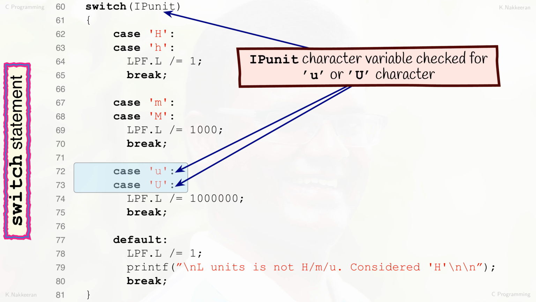Lines 72 and 73 are written for the characters lowercase u or uppercase u checking case for the IP unit character variable of the switch statement. Thus we allow the user to input either lowercase u or uppercase u as the unit's microhenry for the inductance. If we wish to keep it strictly, lowercase u is the only allowed character input for the inductance unit's microhenry, then line 73 must be removed.